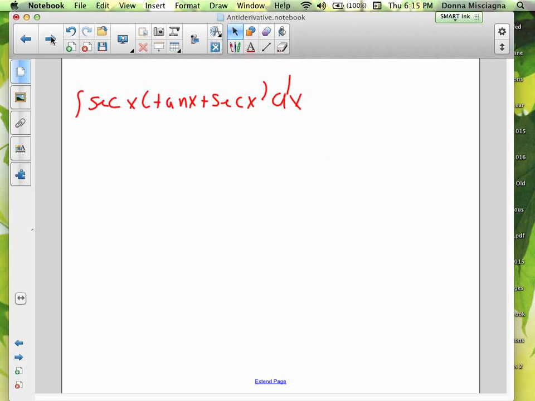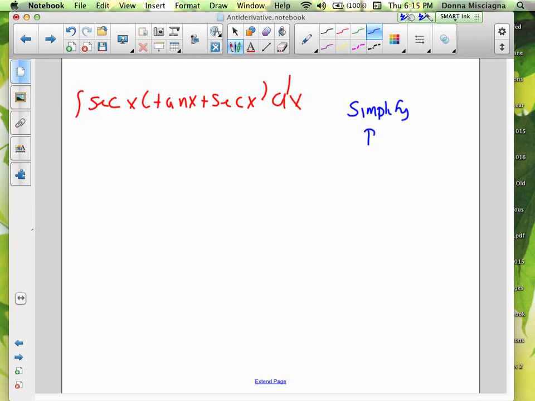All right, so here we have secant x times tangent x plus secant x dx. The first thing you should note is you do not want a product. So simplify products.